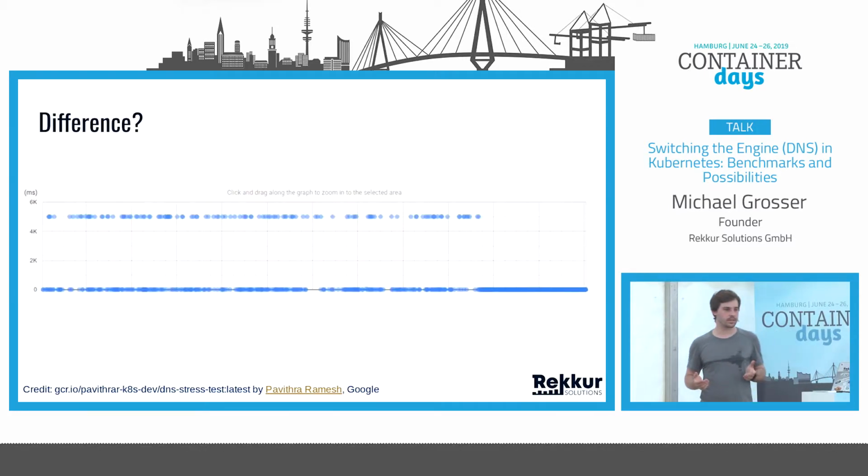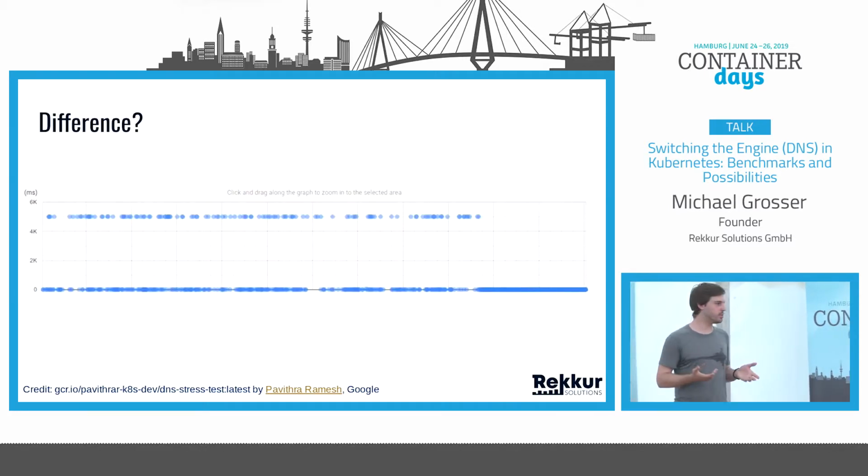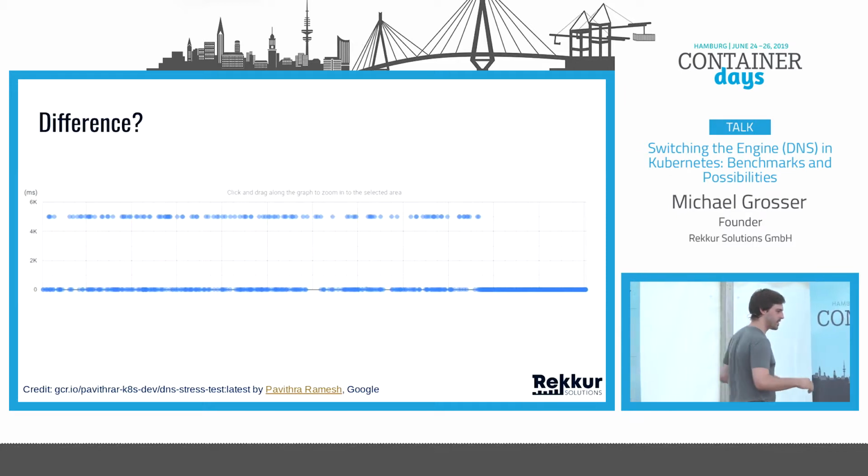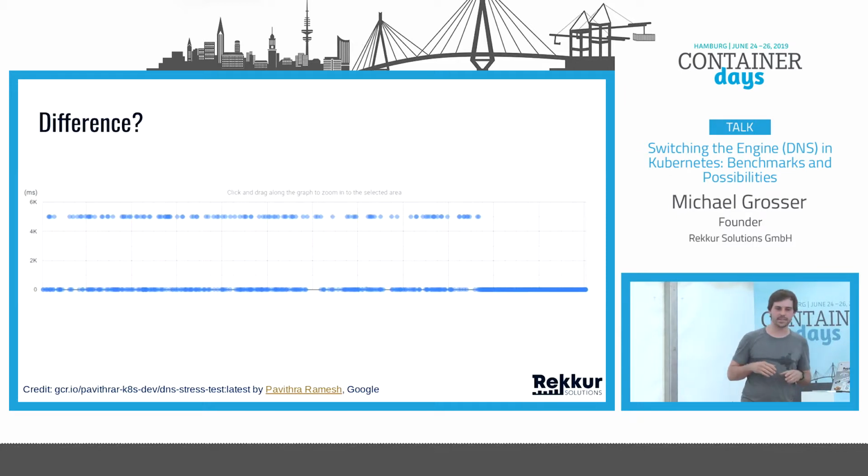So what's the difference compared? Where do you think we deployed node local? Correct. It's on the right side, where we don't have any tail latency anymore.